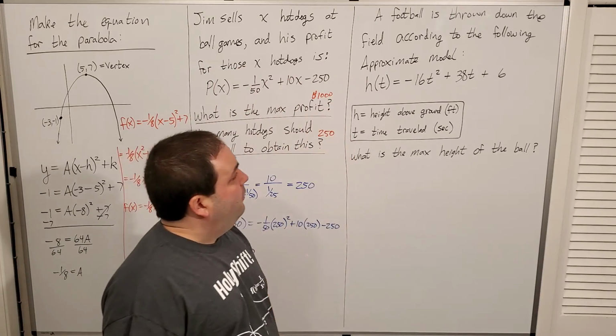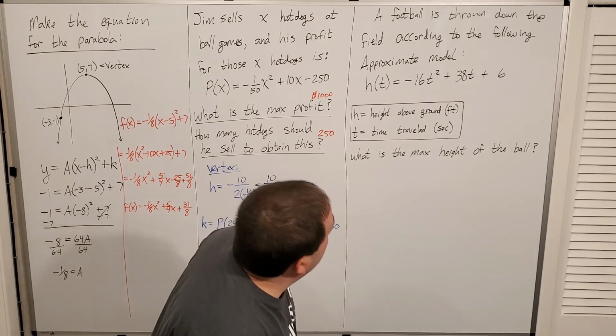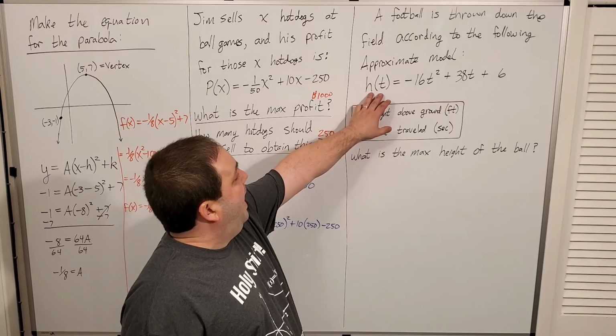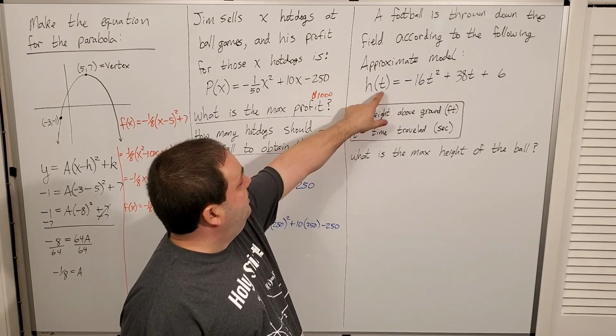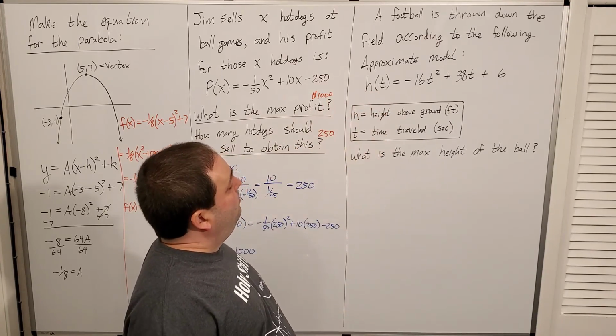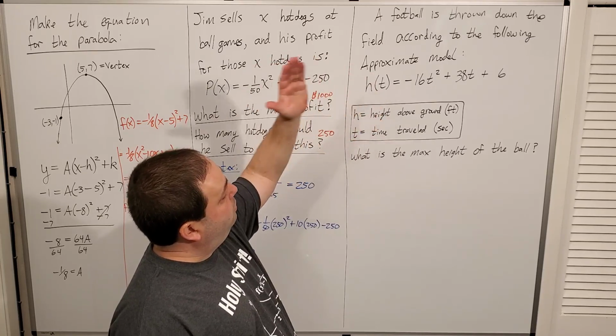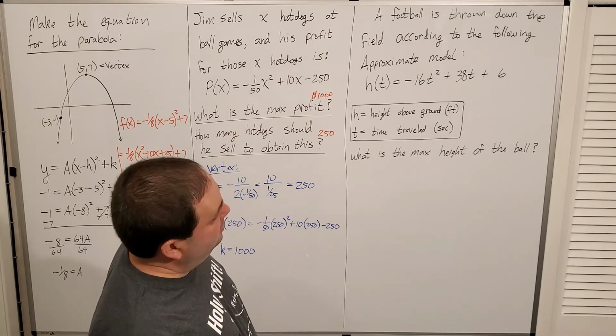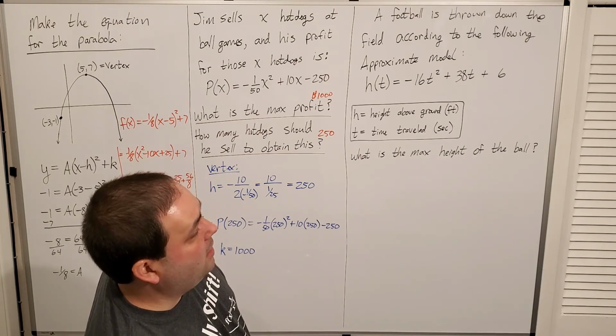Okay? A football is thrown down the field according to the following approximate model. The height at some time t, where h is height and t is time, is computed by negative 16t squared plus 38t plus 6. All right? So what is the maximum height of the ball?